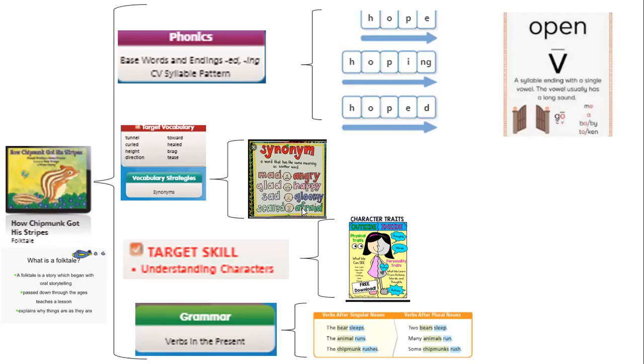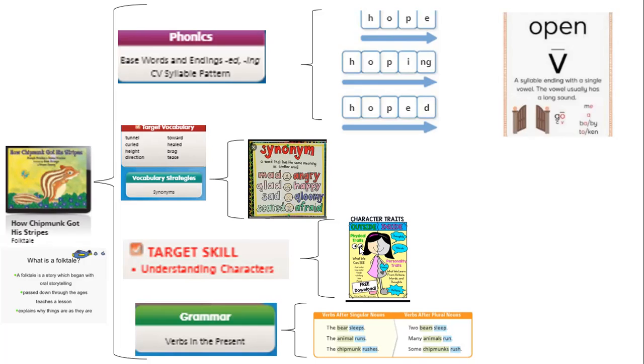Those words are synonyms. Your target skill for comprehension, and I want you to remember that comprehension is extremely important, because comprehension means you're understanding what you're reading, and that's the whole point of reading, isn't it? And your target skill this week is understanding characters.